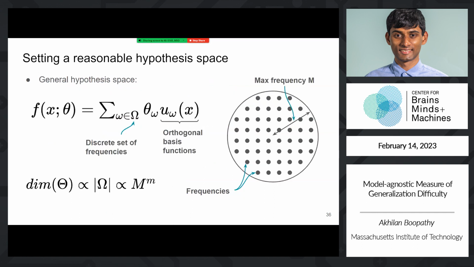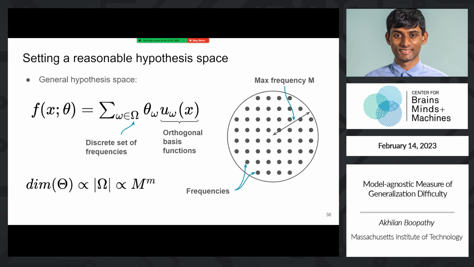Now, to understand where this big M to the small m scaling comes from, imagine that we're setting up our hypothesis space as follows. We're parameterizing it again as just some linear combination of some orthogonal basis functions. And now they're more generally just the eigenfunctions of that operator I mentioned in the previous slide.